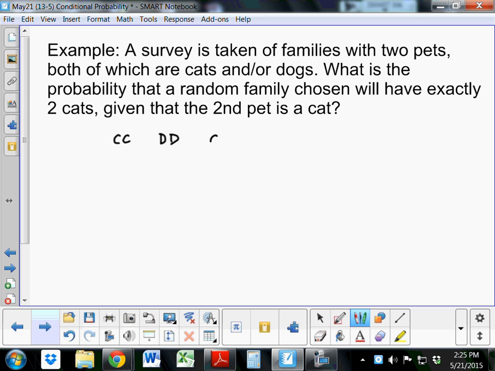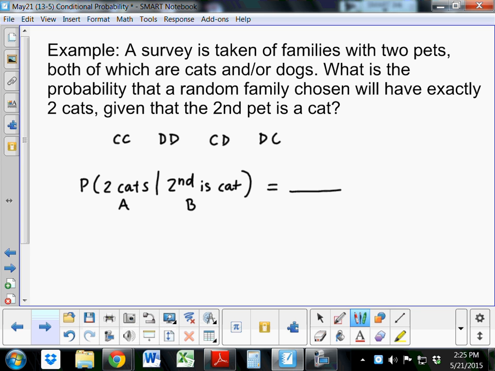Cat, dog. Dog, cat. Okay. Remember, if we didn't know how many there were supposed to be so that we could make sure we didn't miss any, you can multiply your options. There are 2 different pets and 2 different pets. So there are 4. So now I'm supposed to find the probability of 2 cats given that the second is a cat. So this is my A and this is my B. So you're supposed to figure out the probability of being in both and then the probability of being only in the second category.